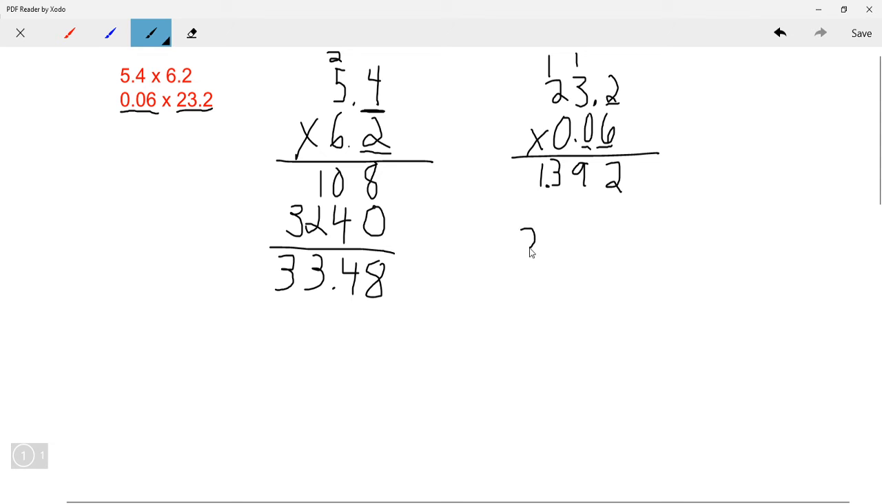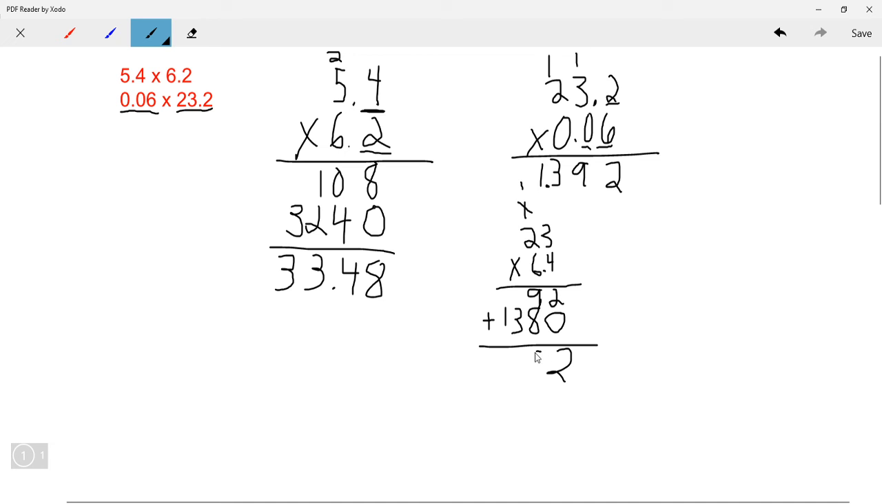So let's say I do 23 times 6.4 or 6 and 4/10. 4 times 3 is 12. Carry the 1. 4 times 2 is 8, plus 1 is 9. Put the 0 here. 6 times 3 is 18. 6 times 2 is 12, plus 1 is 13. I add these up.